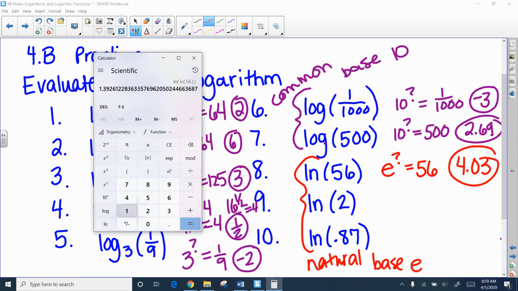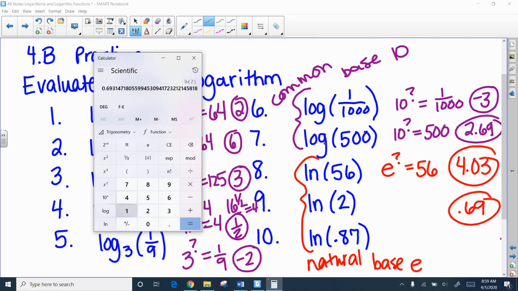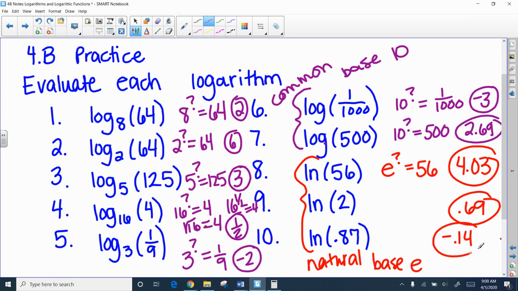On the calculator, natural log of 2 is approximately 0.69. And again, on the calculator, natural log of 0.87 is approximately negative 0.14. So 1 through 5, we'd have to figure out. 6 through 10, we could use a calculator for. All right, if you haven't yet, now let's move on to the next type of problems.